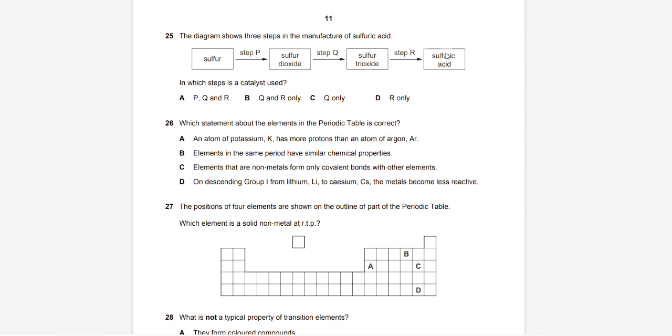The diagram shows 3 steps in the manufacture of sulfuric acid. You can see that sulfur reacts with oxygen in the first step, then sulfur dioxide is formed. Sulfur dioxide reacts with oxygen to form sulfur trioxide, and then next sulfuric acid. In which step is a catalyst used? Yes, when sulfur dioxide is converted to sulfur trioxide, the catalyst is used, in Q. 2SO2 plus O2 gives 2SO3 with V2O5. Vanadium pentoxide is used.